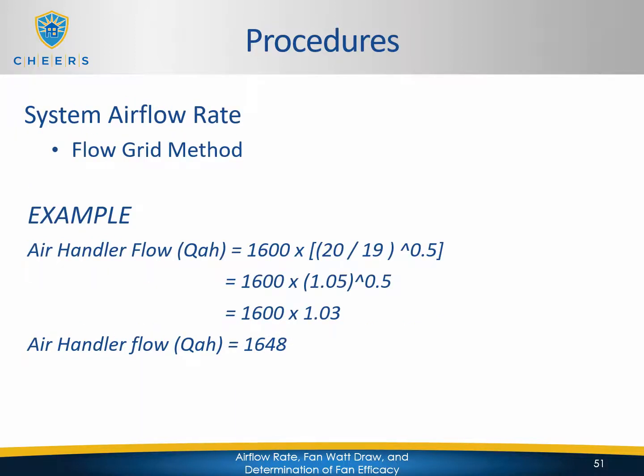So once we plug those in, we have 1600 times 20 divided by 19 raised to the 0.5th. And again, with the same variables, you're going to come up with the same results. So the air handler flow again is going to be 1648.